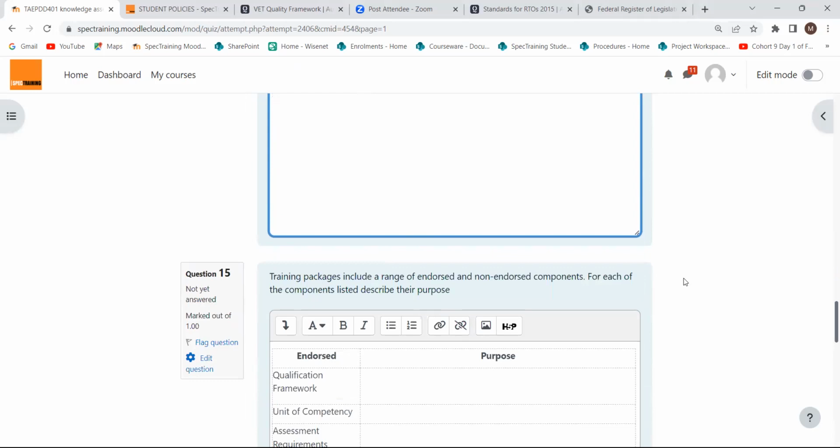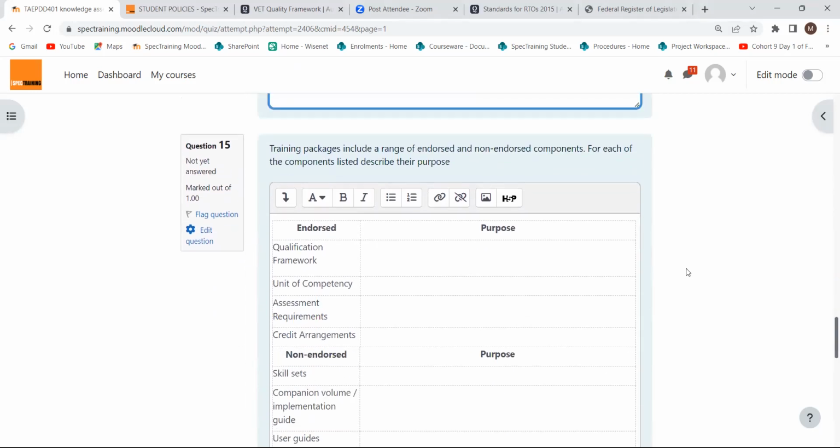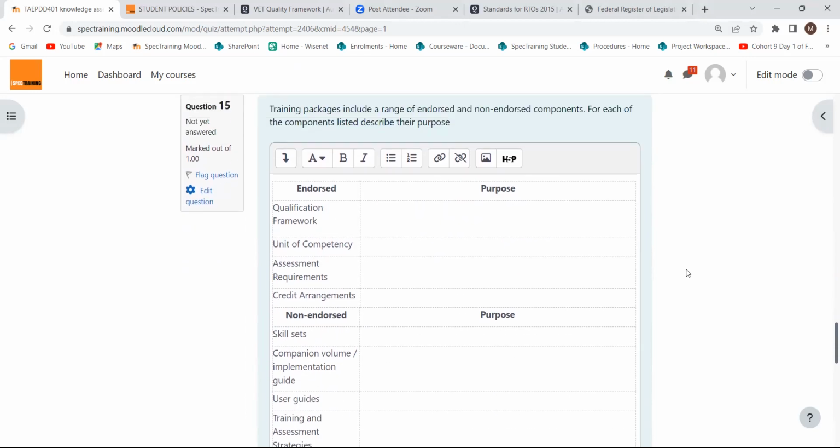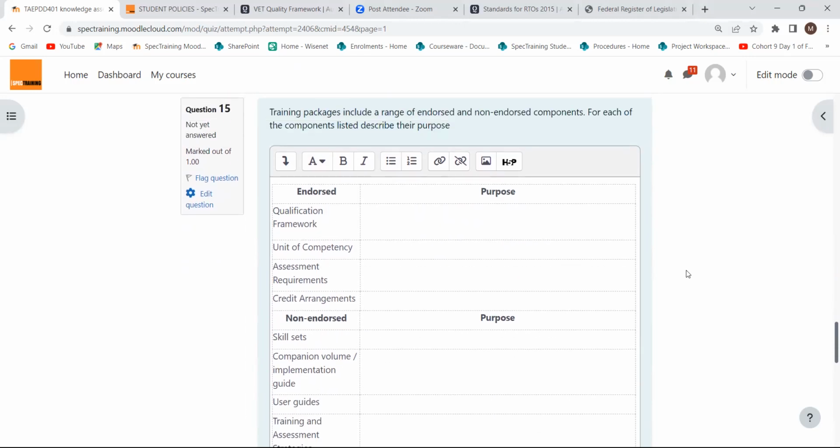Okay. So if we come down, we've got question 15 here. It says training packages include a range of endorsed and non-endorsed components. For each of the components listed, describe its purpose. Okay, so this one, you can go to Google, and I highly recommend that you type in endorsed components of a training package and see what comes up. And then you will find qualification framework, units of competency, assessment requirements, and credit arrangements.